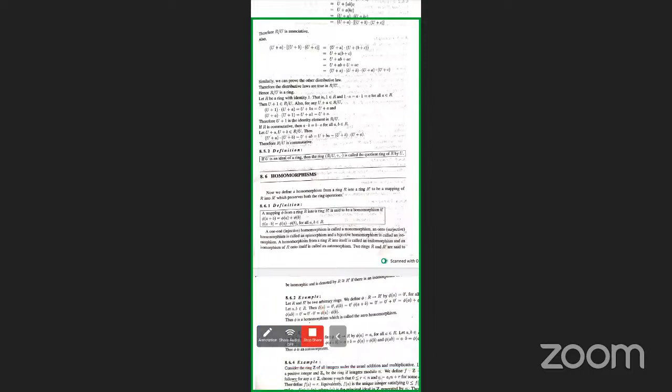So there are a number of definitions here. A one-one homomorphism is called monomorphism. So monomorphism is nothing but it satisfies the one-one condition and the homomorphism condition. So monomorphism is a function pi from R to R dash.